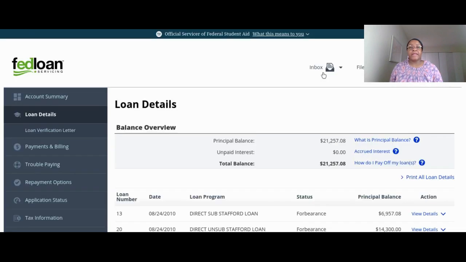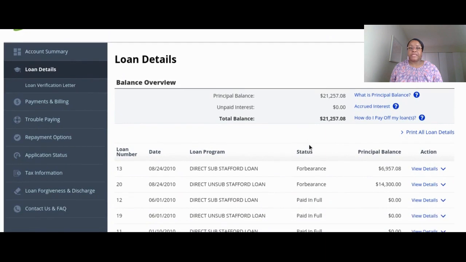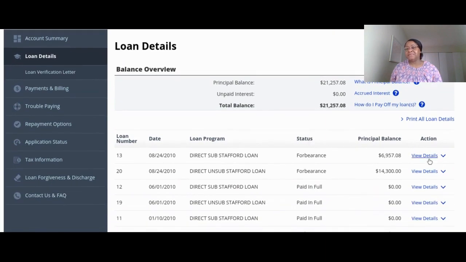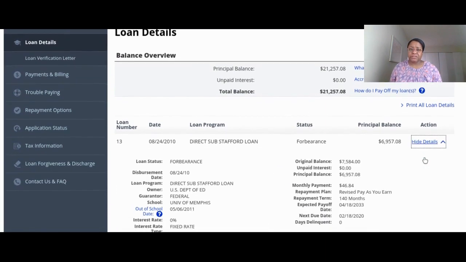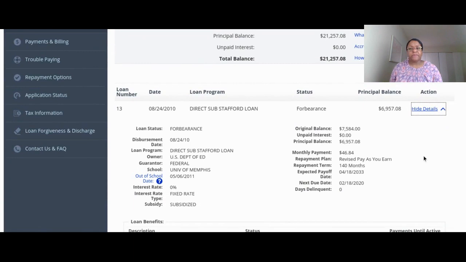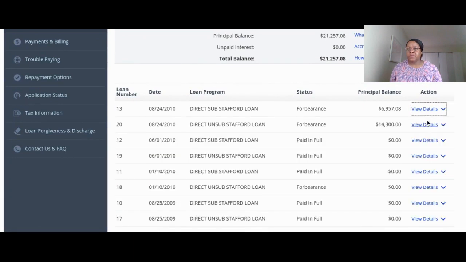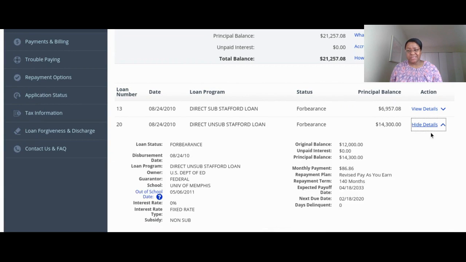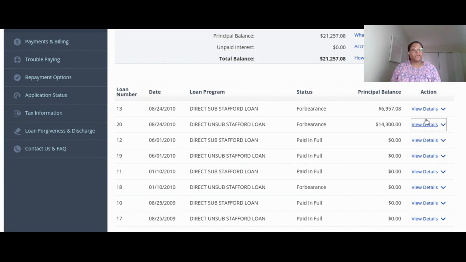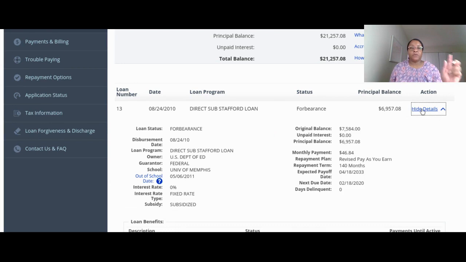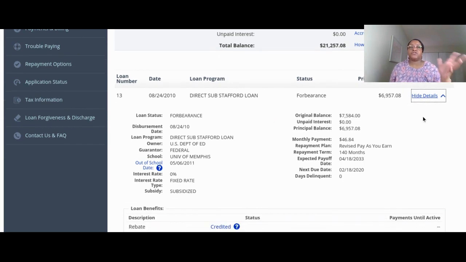I did write down what my payments were for these last two that I got, and I think they were pretty much the same. Yeah, 46.84 was on this one, and I forgot how much this one was. 86.86. Yeah, 86.86, so that hasn't changed for me. So maybe that applied to some folks. I don't know.